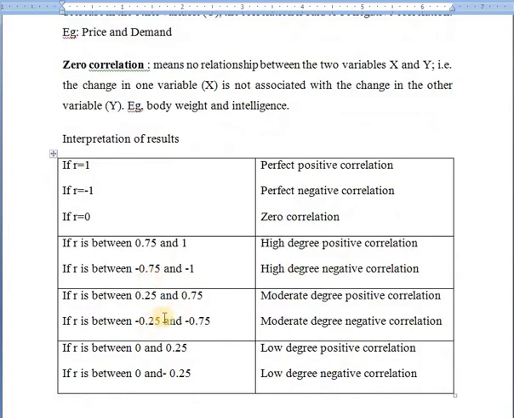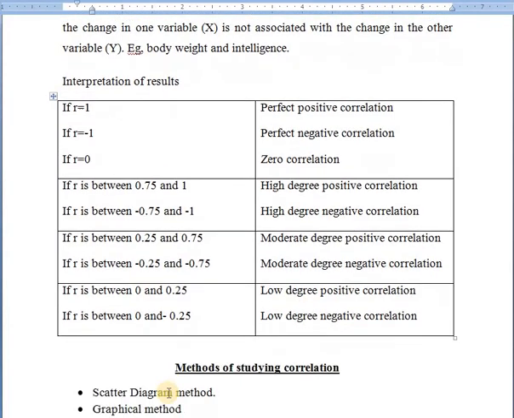If r is between 0.25 and 0.75, it is moderate degree positive correlation. If it is between -0.25 and -0.75, it is moderate degree negative correlation. If r is between 0 and 0.25, it is low degree positive correlation. If r is between 0 and -0.25, it is low degree negative correlation.